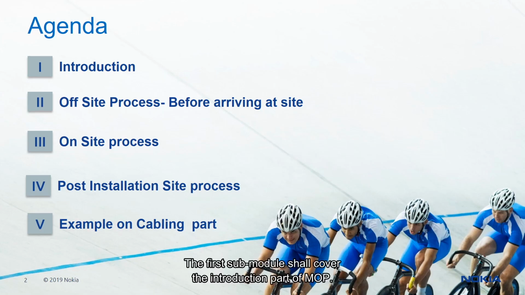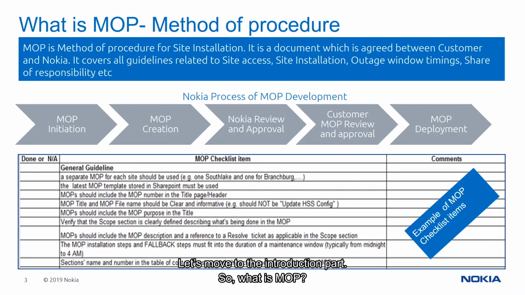The first submodule shall cover the introduction part of MOP. Then there shall be insight into instructions and guidelines which should be followed before going to site, on site, and before leaving the site. At the end, we will have examples on cabling, which shall cover handling, routing, termination, and labeling of different types of cable. Let's move to the introduction part.